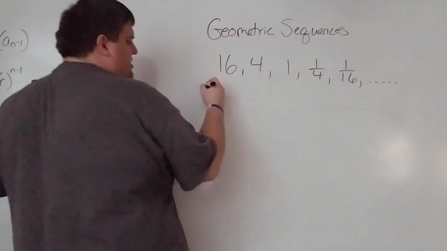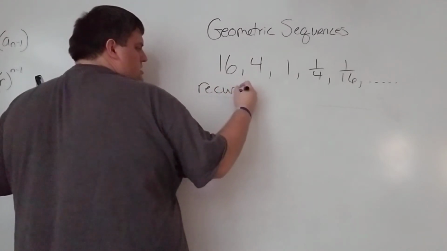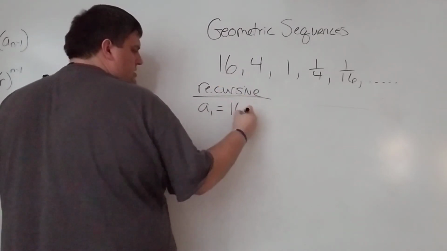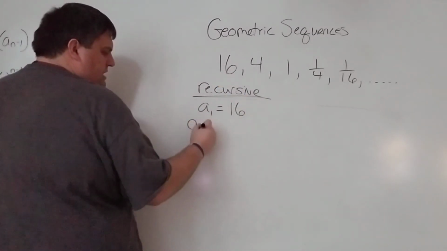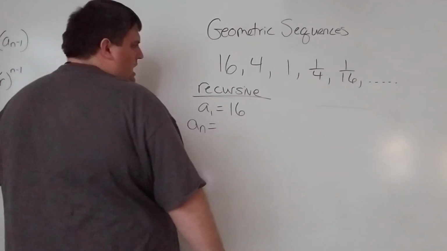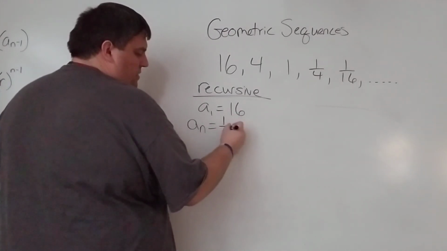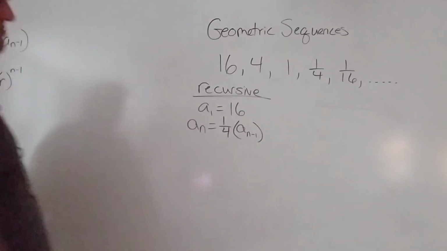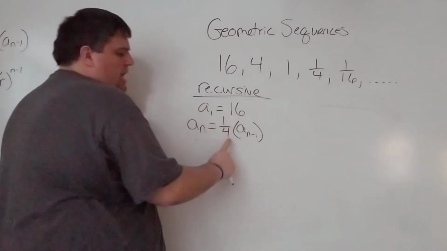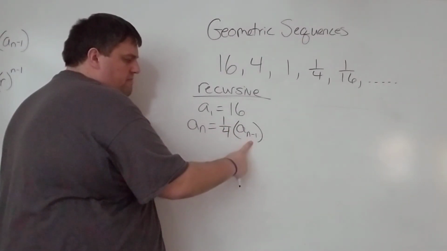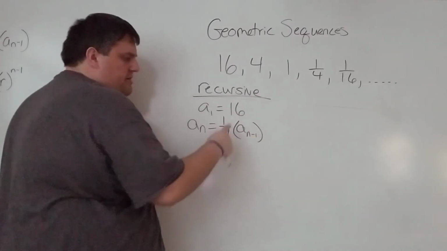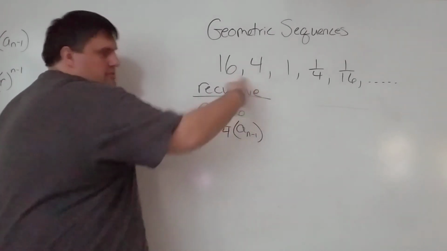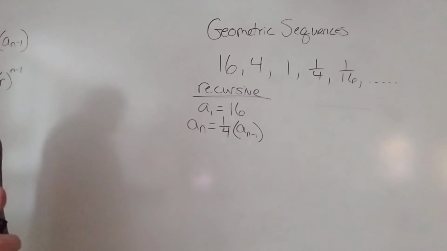So if we want to go recursive, our first number is 16. And then we go a sub n. We need our rate. So that'd be 1/4 times a sub n minus 1. So our first term, and then we take our rate times the previous number. So if I wanted to find a sub 2, 16 times 1/4 is 4. That's our second term. There's a recursive one.